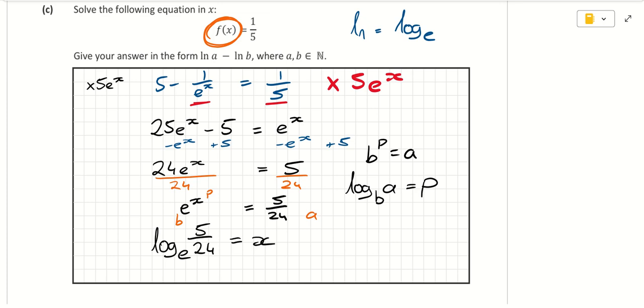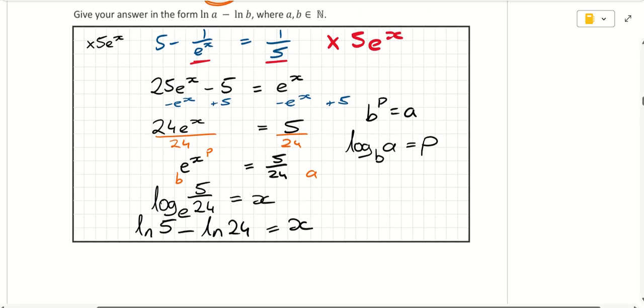Now, we have got a fraction here. So remember, log to the base e is the same thing as ln. So we just have to use our rule. So it's ln a minus ln b. We just use the fraction rule for that. So we've got ln 5 minus ln 24. If you look at your formula books, that's how it works, is equal to x. Okay, so that's that one sorted out there.